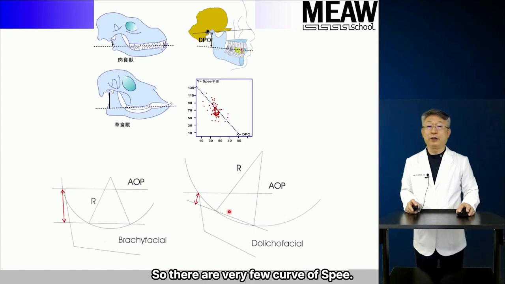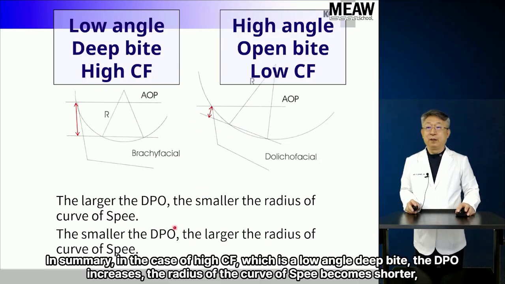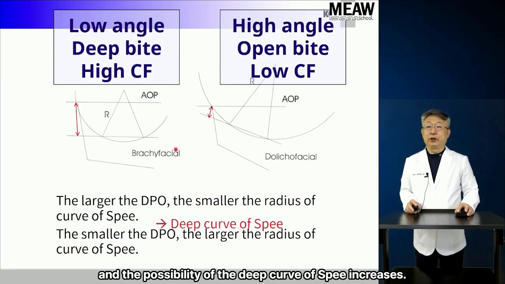So there are very few curves of Spee. Therefore, it can be seen that the curve of Spee is severe in deep bite, low angle types, whereas the curve of Spee is rarely observed in open bite. In summary, in the case of high CF, which is a low angle deep bite, the DPO increases, the radius of the curve of Spee becomes shorter, and the possibility of a deep curve of Spee increases.